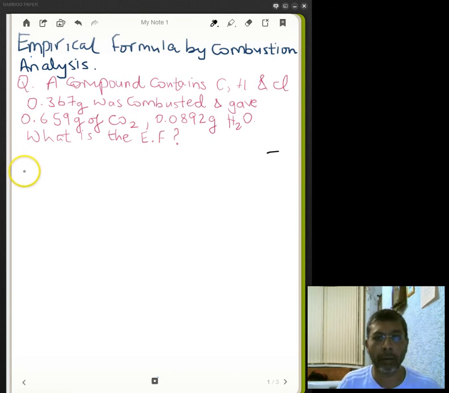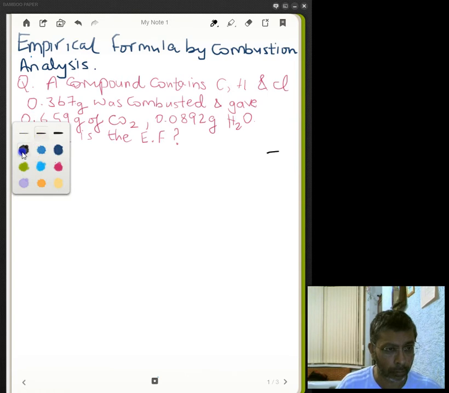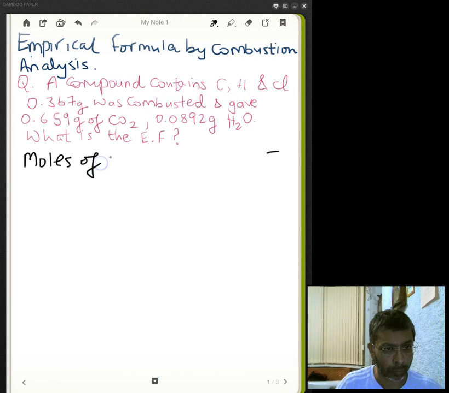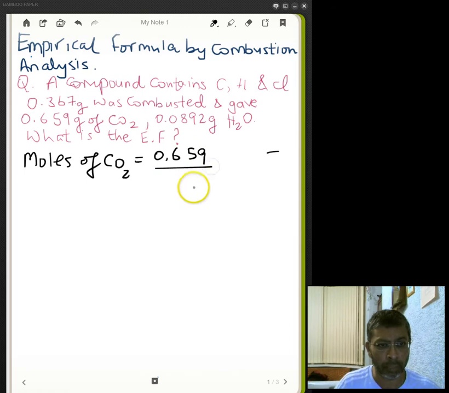The first thing we need to do is to work out the moles of carbon dioxide, then the moles of carbon, then the mass of carbon. Okay, let's start off with the moles of carbon dioxide first. Remember, n equals m over big M. So moles of carbon dioxide equals mass over molar mass. So it's 0.659 divided by the molar mass of carbon dioxide, which is 44, and that comes to 0.015.